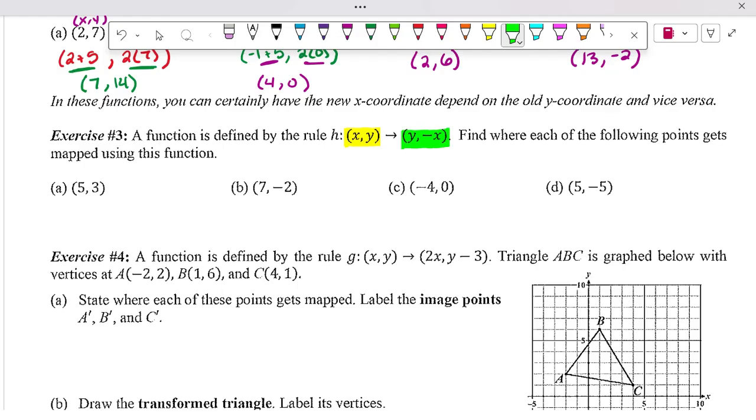That's how you want to think about it. So we would have to make our x value negative of the original and flip the order. So we'd flip it, make that negative.